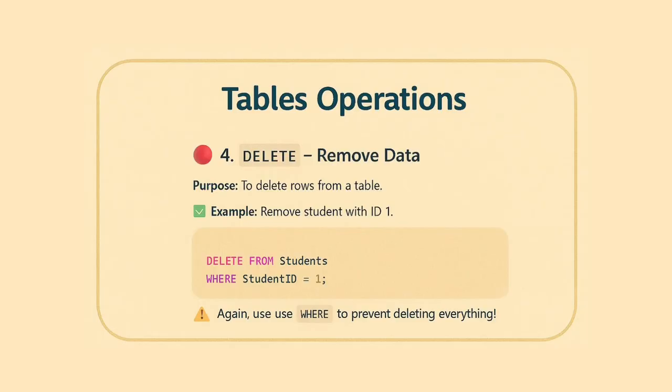Delete, the syntax to delete a row. Delete from, also the name of the table, where student ID equal to 1. Also, we need to use where to prevent deleting everything. If you don't use where, all the students will be deleted.